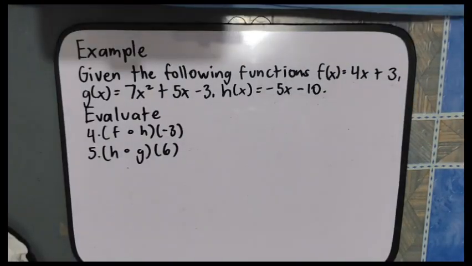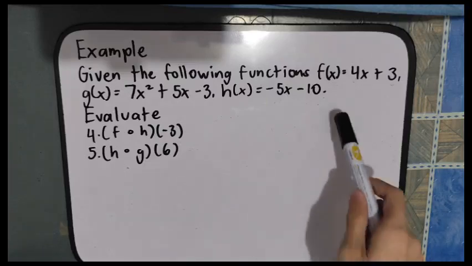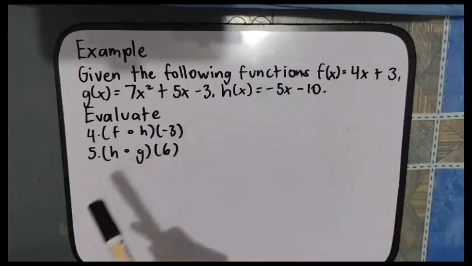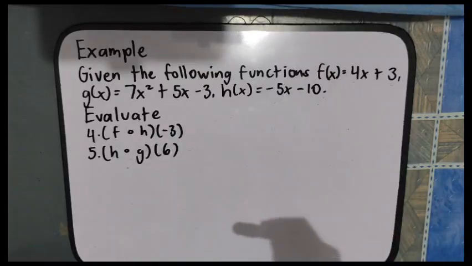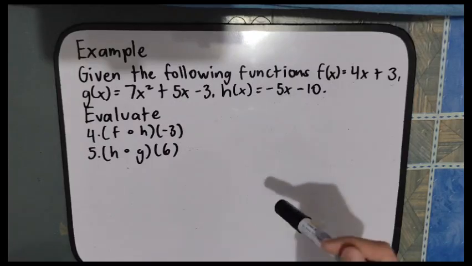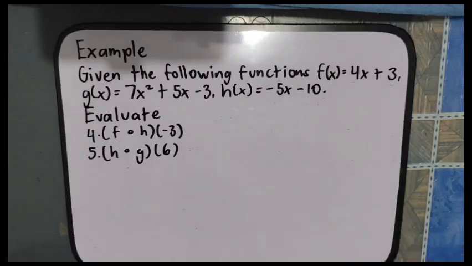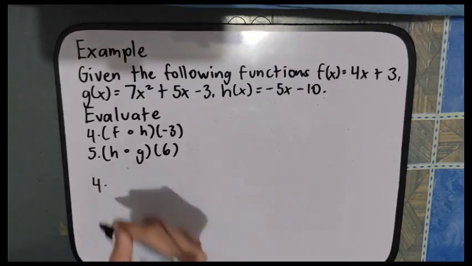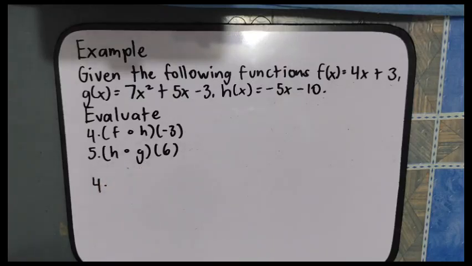For our second set of examples, we're going to use the same givens. F of x is equal to 4x plus 3. G of x is equal to 7x squared plus 5x minus 3. And h of x is equal to negative 5x minus 10. We need to evaluate the following: f of h of negative 3 and h of g of positive 6. First, we're going to solve example number 4.